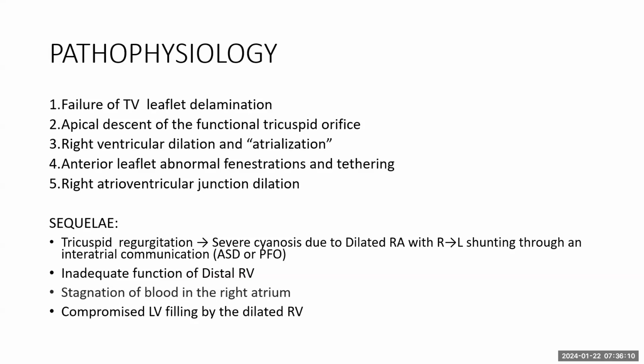right atrium because of the atrialization. And then there's also right to left shunting through maybe an associated ASD or PFO. Then there's also inadequate function of the distal right ventricle because of that atrialization. There could be stagnation of blood in the right atrium. There could be functional pulmonary atresia because of this inadequate function of that right ventricle. Then there is compromised LV filling by the dilated right ventricle.